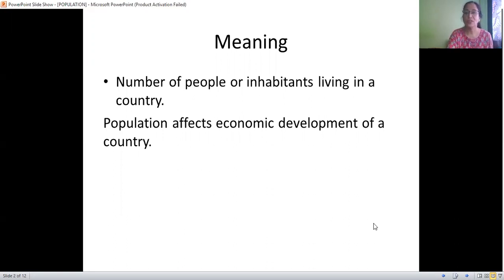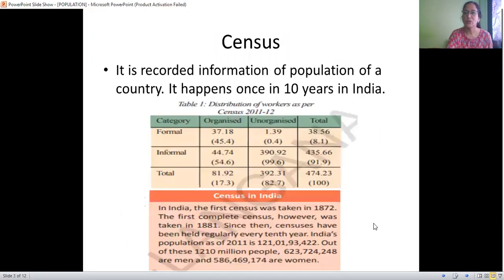For that, a survey is taken. A number of people go from house to house and find out the number of people living in the cities, villages, and towns. This is called census. Now, what is a census? It is a recorded information of the population of a country. It happens once in 10 years.